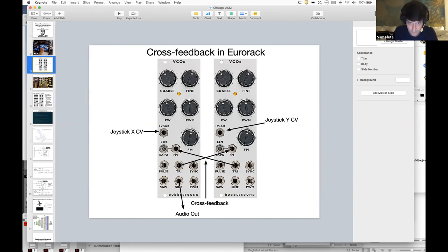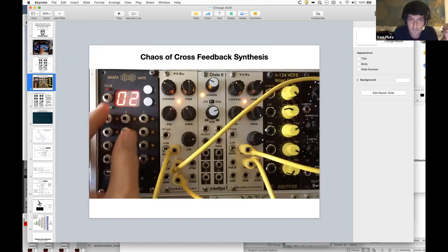Essentially, we have a feedback situation, and feedback can create all kinds of wonderful chaos really easily and cheaply, if you think of CPU, but you get really complicated sounds. So I'll show you that on my Eurorack right here.